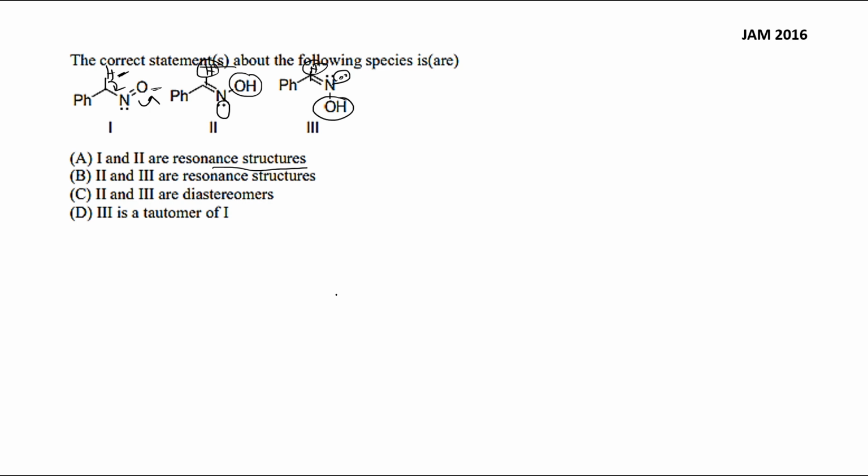So these two are not resonance structures. So B cannot be correct. This is not correct. C is fine. C is correct. And the relationship of 3 with 1.